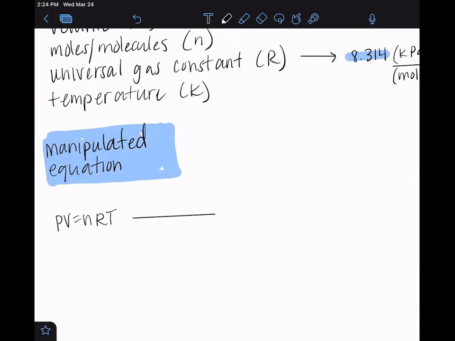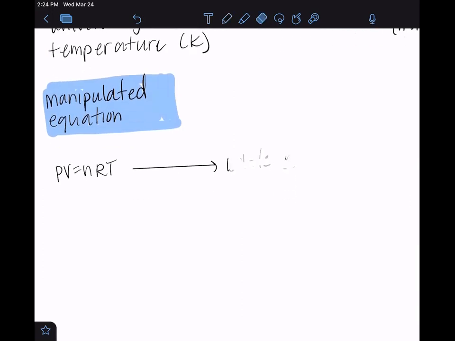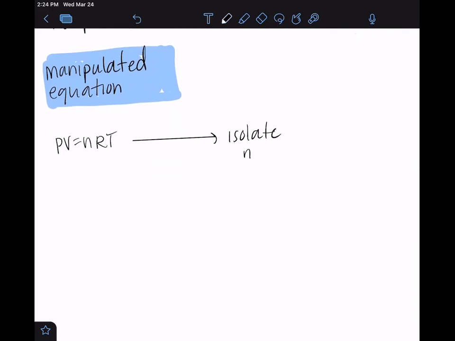And now let's say we want to isolate n. Okay, so now our goal is we're going to isolate n. We don't know n, but we know everything else. And I'm going to show you how to do that. So what we'll do is you'll start with PV equals nRT. And then we're going to go ahead and divide by RT. And that will cancel those things out. So now you'll have n equals PV over RT.